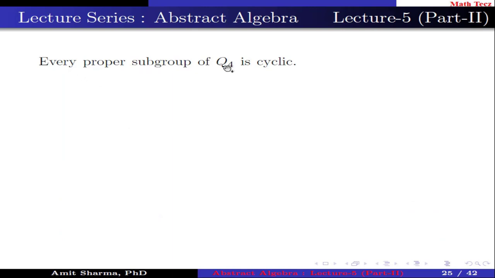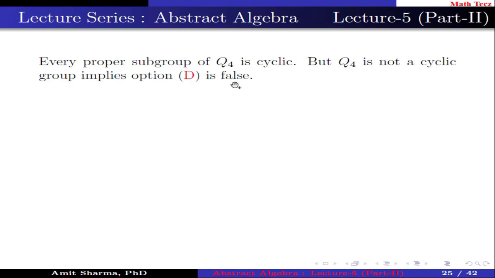Every proper subgroup of Q4 is cyclic, but Q4 is not a cyclic group, which implies option D is false. Hence, option B is true.